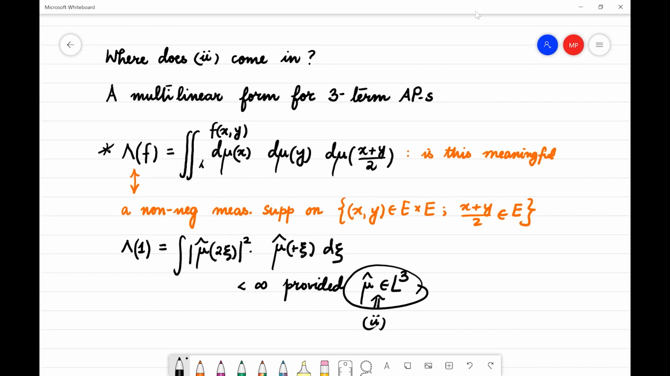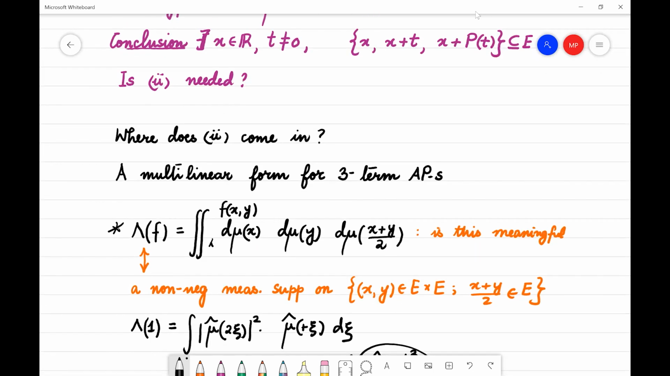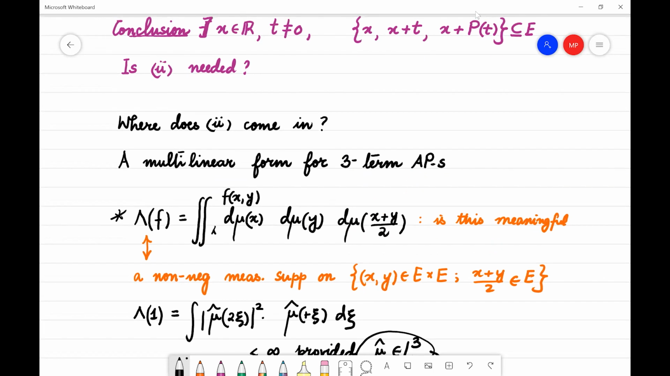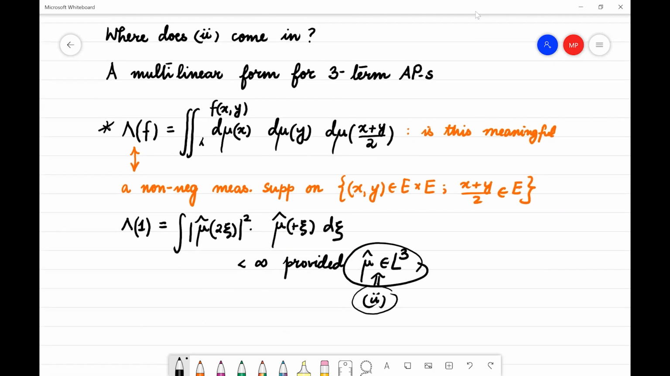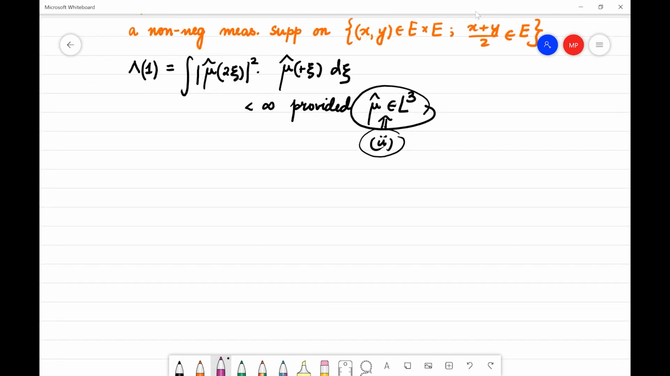What we have been trying to understand since then is to what extent condition 2 is necessary for more general polynomial patterns. And I want to end with a very interesting, very recent post which appeared on the archive on October 28th. So this is brand new.